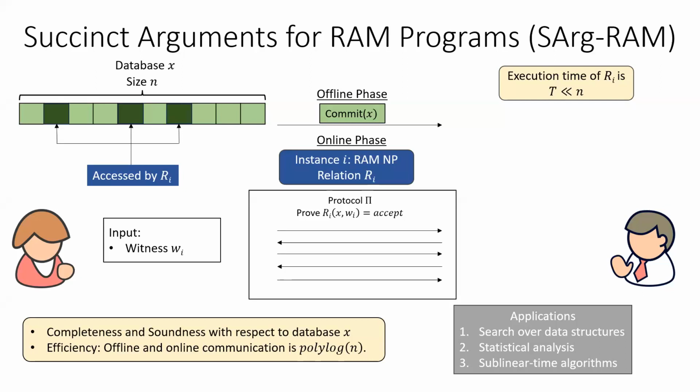Now, SRAM has several applications. For instance, it can be used to prove execution of sublinear time algorithms. Say, if we want to prove that machine learning training or clustering has been done correctly, then we can use SRAM. Similarly, it can also be used to prove search over data structures. For instance, we can prove that k records satisfy a certain range query in the database. It can also be used to prove statistical analysis. Say, we might be interested to prove some properties about a small connected component that satisfies certain constraints in a huge social network graph.